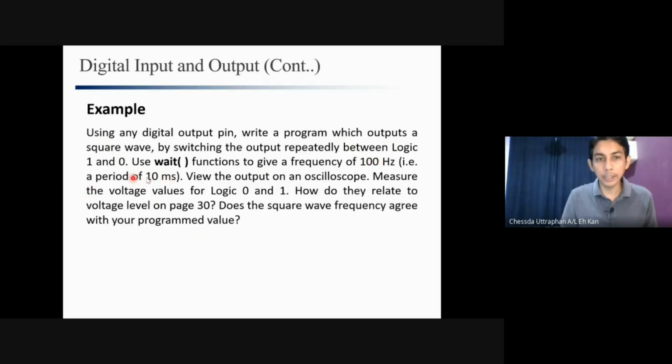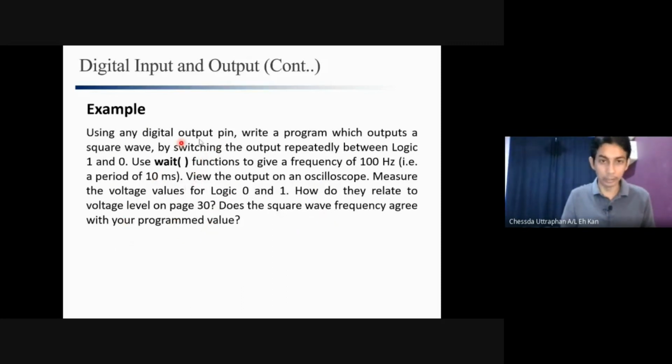100 hertz means that the period is 1 millisecond. All right. View the output on an oscilloscope. You don't have one, right? If you are in the lab, then you have. But in this case, I have the oscilloscope here, so I will show you later. Measure the voltage value for logic 0 and logic 1. How do they relate to the voltage level on page 30? Does the square wave frequency agree with your program value?